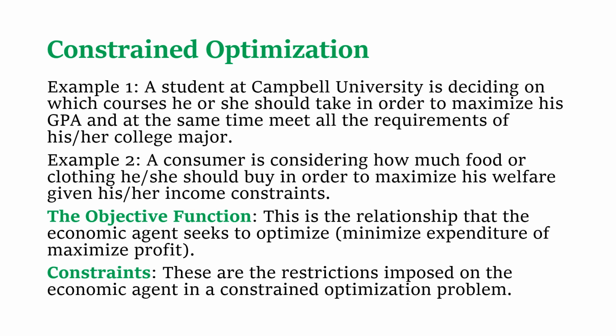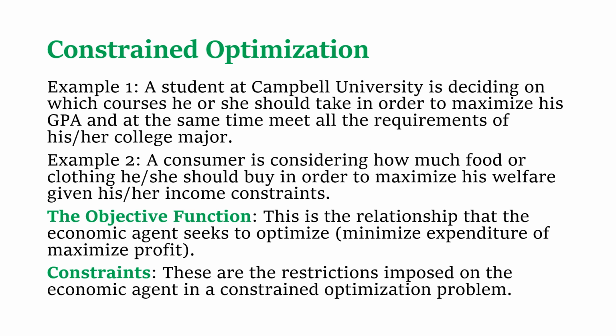So because of that, we say the consumer has to prioritize. That is, buy things that are priority to him at the moment and maybe forgo some others, right? So this constraint here has like 3 elements, right? The choice that the individual has to make between alternatives, and then the objective function, which is what? Either to minimize expenditure or maximize profits. And then the constraints, these are the restrictions imposed on the economic agent in a constrained optimization problem.